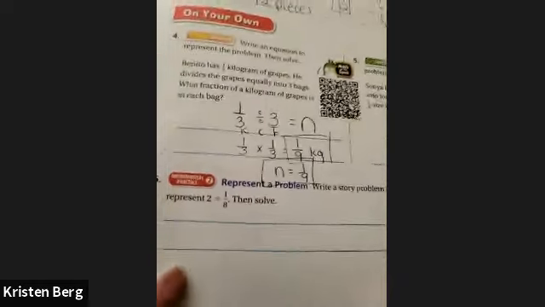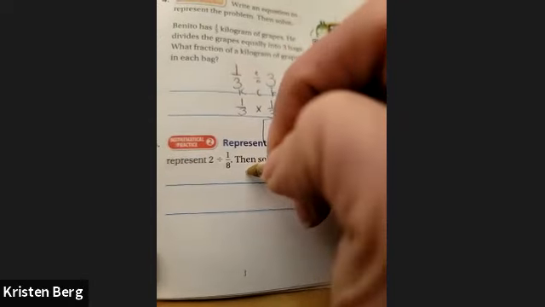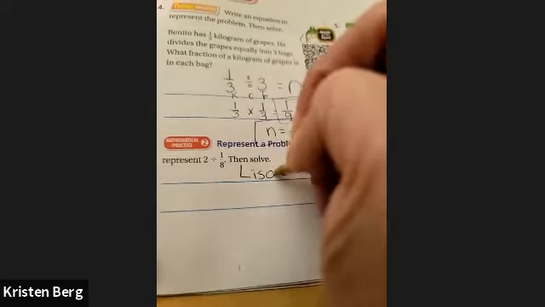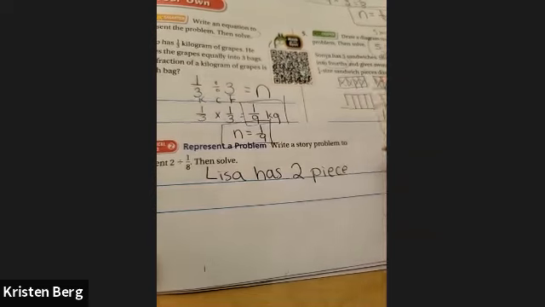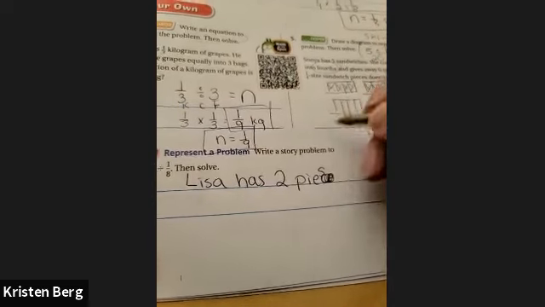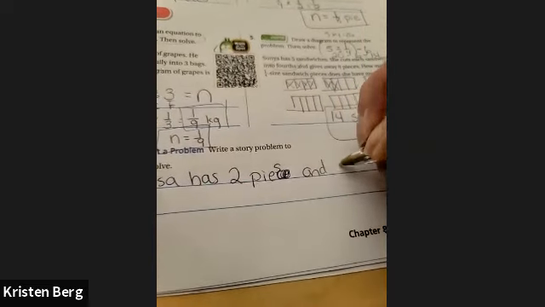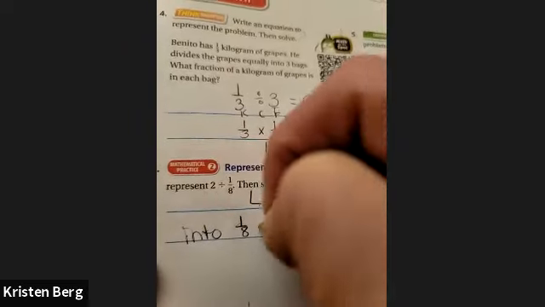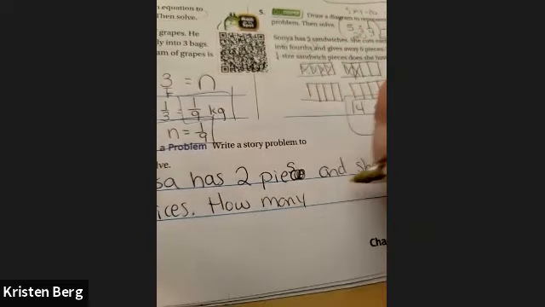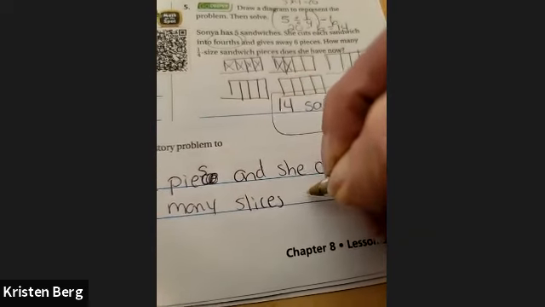So in this case, I can say, come up with anybody, I'm just going to say Lisa has 2 pies, and she cuts them into 1/8 slices. How many slices will she have?